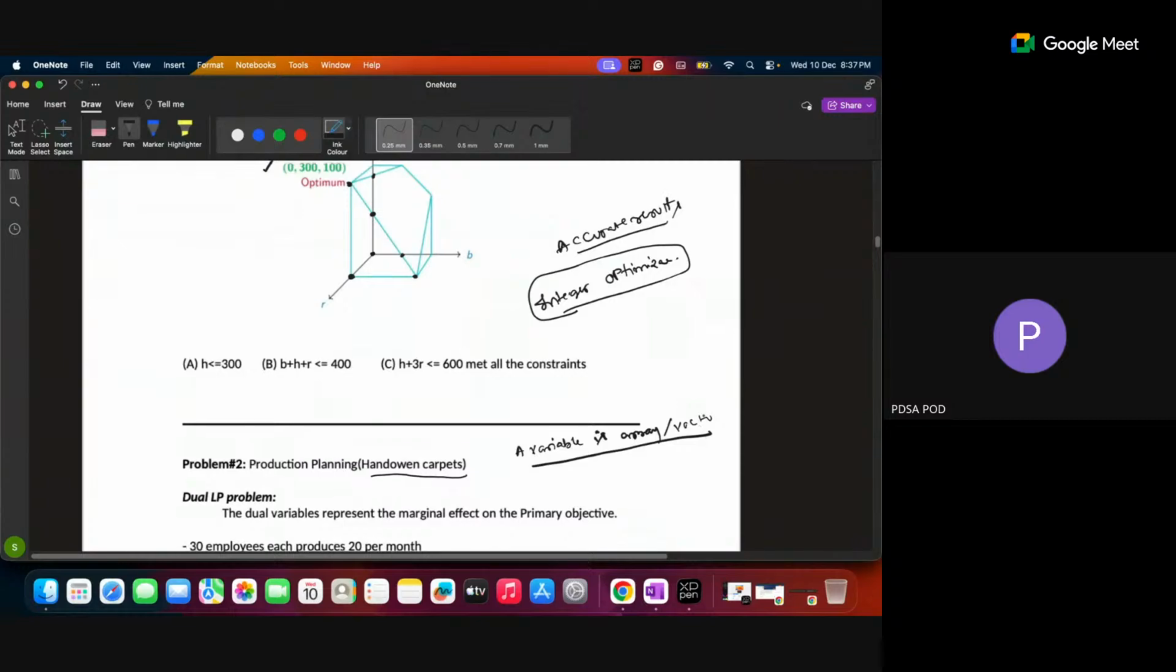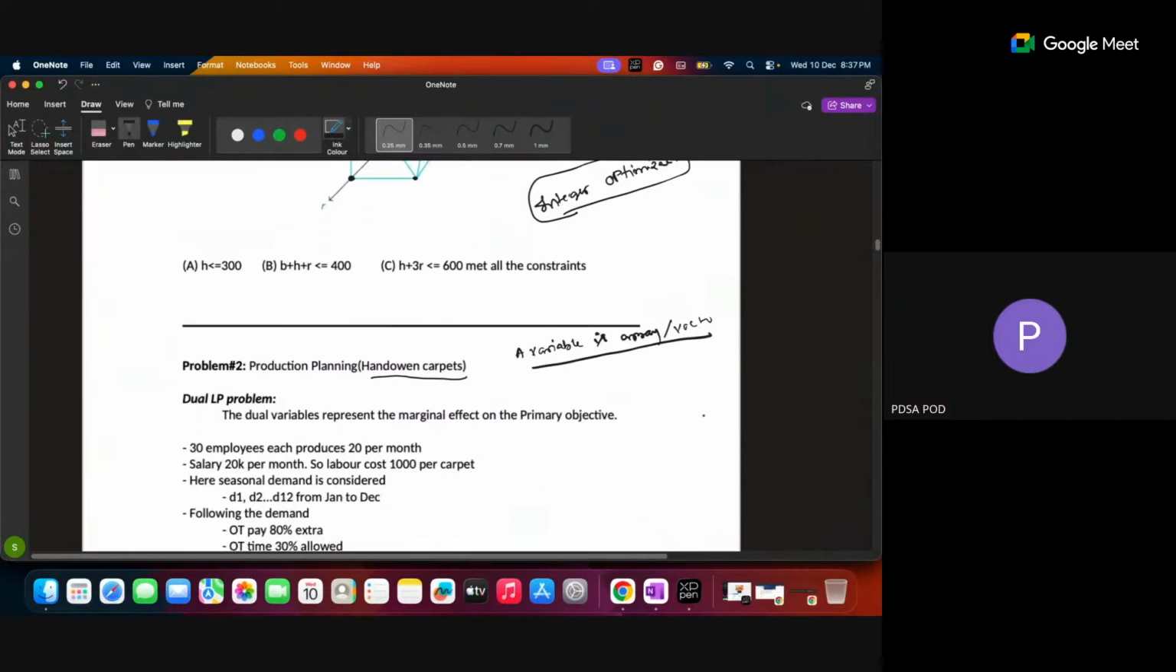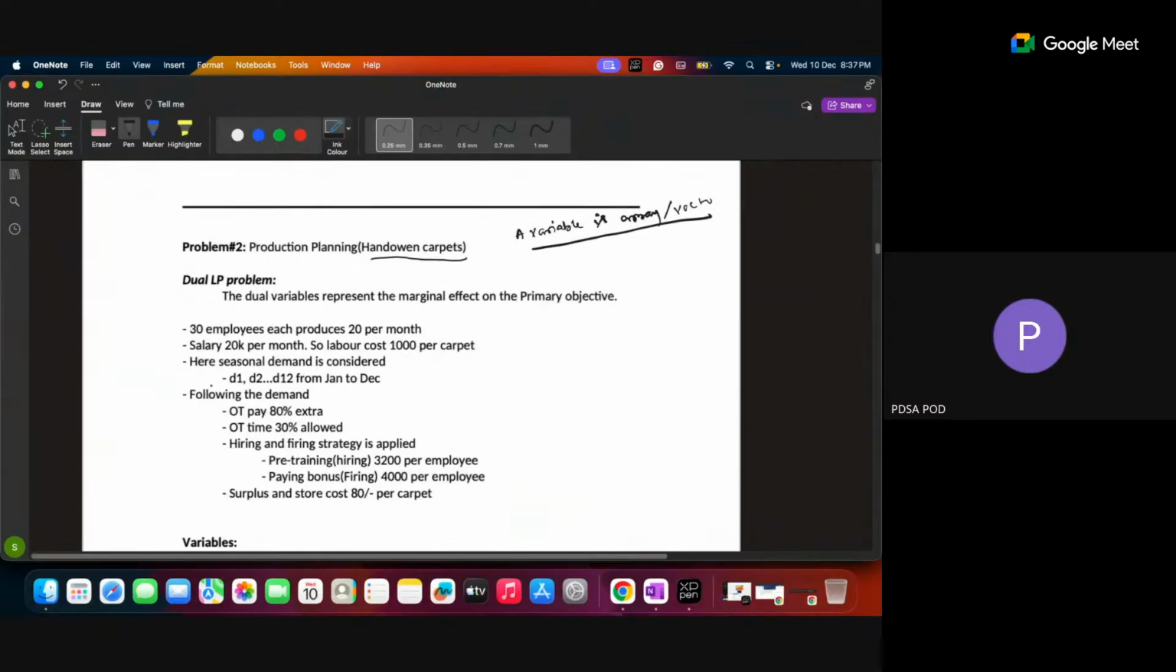This is one example where we are trying to solve with linear programming. This is called, as I said, the dual LP problem. A dual variable represents a marginal effect on the primary objective. There is a different effect on the objective you are achieving. You may or may not get accurate results. Let us see. Because of dual LP, you cannot say that one variable contains only one value. It contains a collection of values inside.